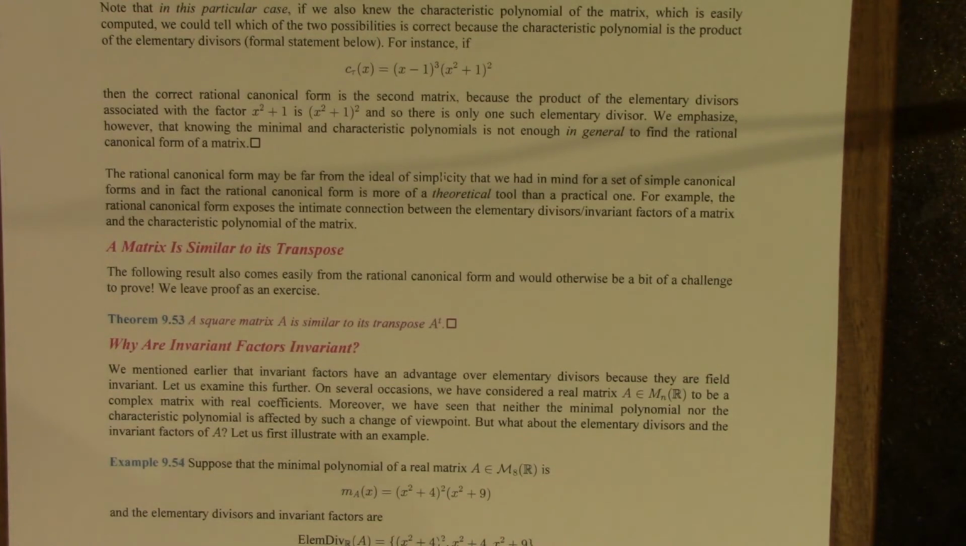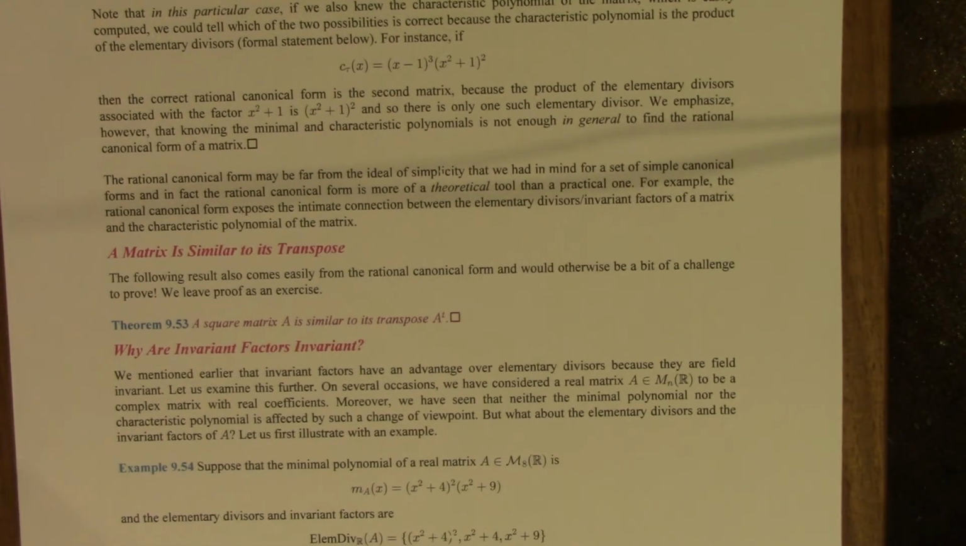For example, the rational canonical form exposes the connection between the elementary divisors or the invariant factors and the characteristic polynomial. This is a key fact. But still, these things are of somewhat limited value, certainly on a practical basis, very little value in general.